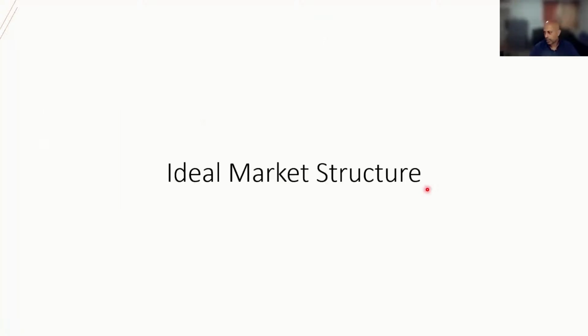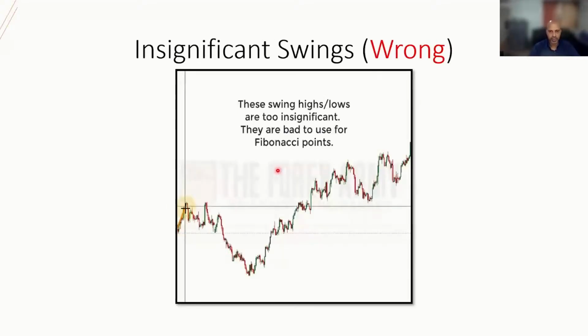All right, so let's start off with the ideal market structure. What is an ideal market structure? Well, first of all, we'll start off by looking at what is wrong, right? So when we are trying to draw a Fibonacci retracement, we're looking for significant swings, right? So we're looking for market swings, like a swing high or a swing low, right?